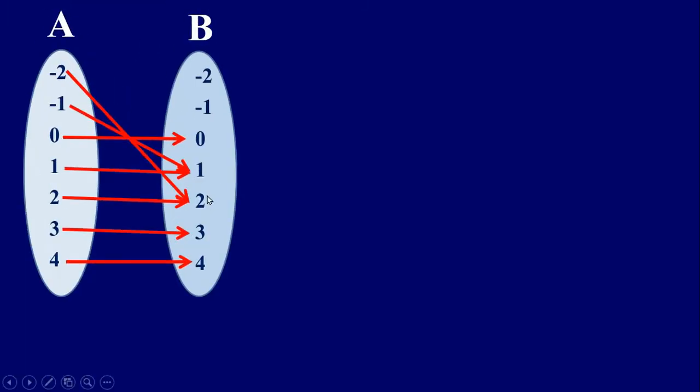We consider the diagrammatic representation. We consider mod of minus 2. Mod of minus 2 is 2. Mod of minus 1 is 1. Mod of 0 is 0. Mod of 1 is again 1. Mod of 2 is 2. Mod of 3 is 3. Mod of 4 is 4.